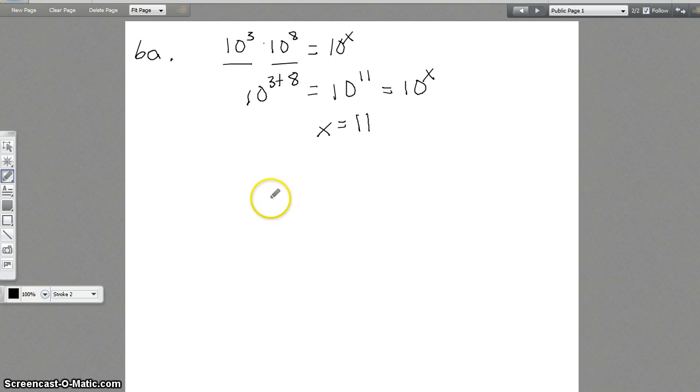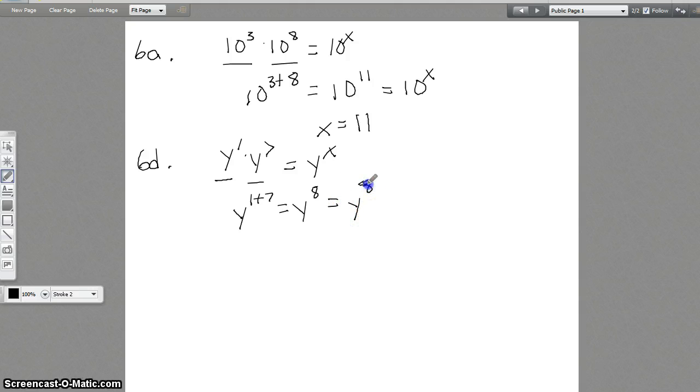Another one is like part D, 6D. We have y to the 1 times y to the 7 equals y to the x. Again, we're multiplying two numbers with the exponents. They have the same base, so that means we can add the exponents. Y to the 1 plus 7 is equal to y to the 8, which is the same as y to the x. So x must be equal to 8.